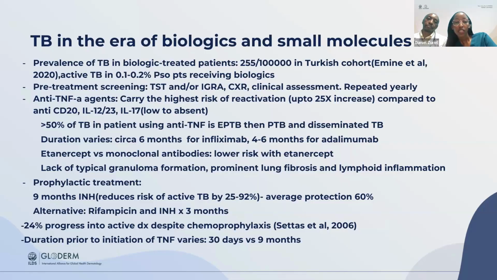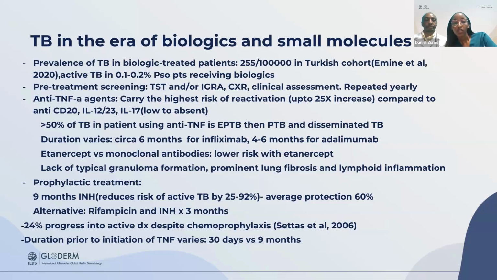Patients who are found to have latent TB ideally need to receive prophylactic treatment before the biologics are administered, and you can either do a single regimen or a combined regimen. The single regimen is 9 months of isoniazid, or do rifampicin and isoniazid for 3 months, which is what we do in our home country. Despite receiving prophylactic treatment, it has been found that 24% of these patients who are receiving biologics will develop active disease despite the medication.